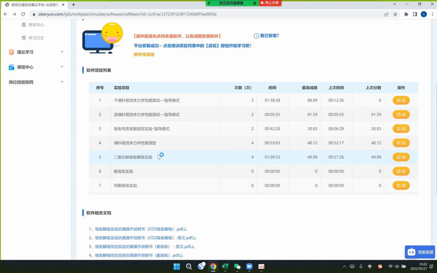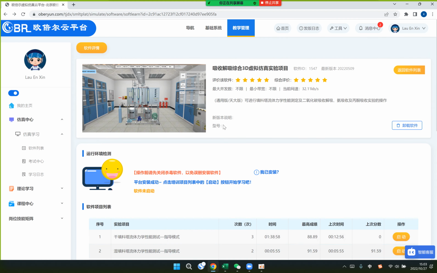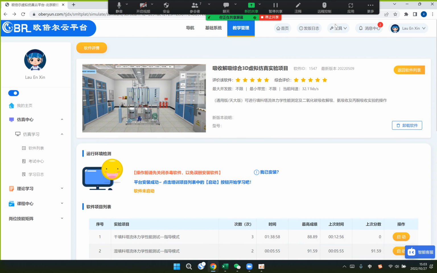We only do the carbon dioxide absorption experiment. This one is for ammonia and this one is for benzene; we do not use these two absorptions. We only do the carbon dioxide absorption.